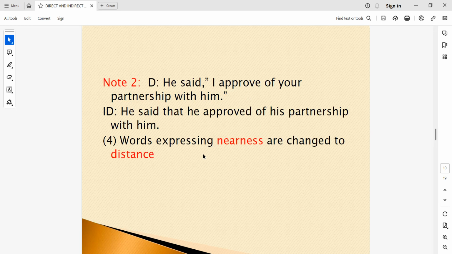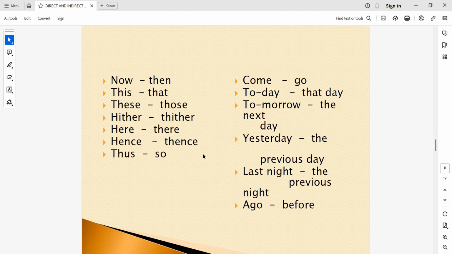Then, in the reported speech, that is rule number 4, words expressing nearness are changed into words expressing distance. So I have given the words, how it gets changed. You can go through that. Now, in the indirect form becomes then. This in the indirect form becomes that. So likewise, I have given what are all the changes that can happen when you convert the words expressing nearness into the words expressing distance.